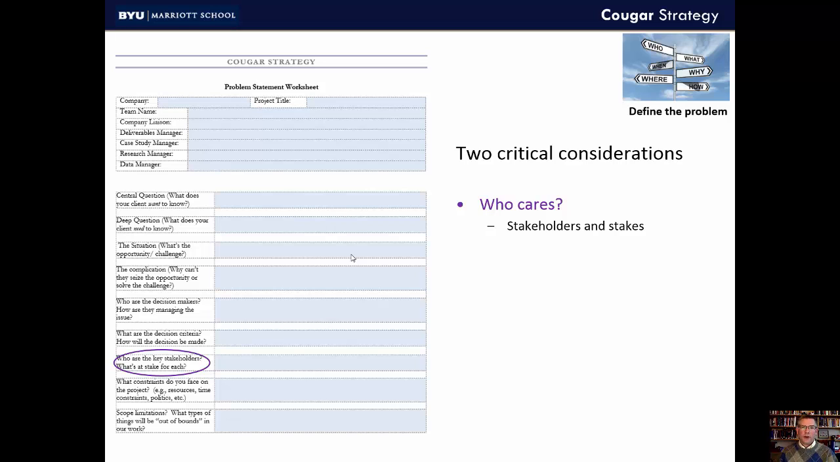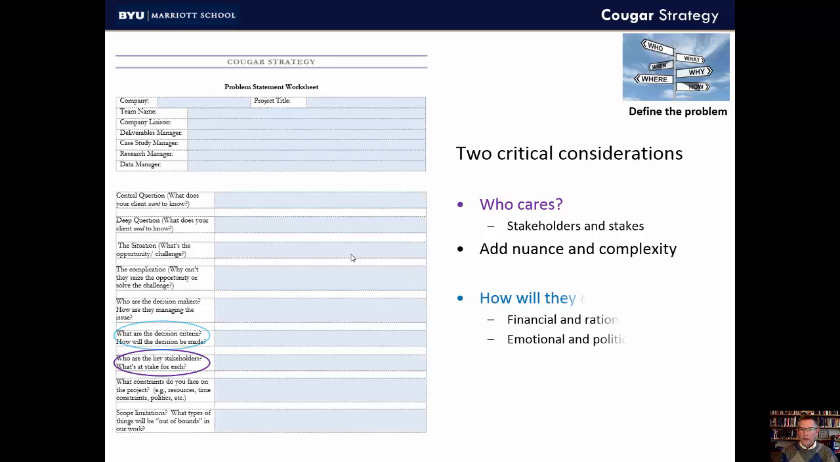Once you've got the logic of the issue, there are a couple of other critical considerations. Who cares? So who are the stakeholders to this project? Is it customers, employees, top management, investors, regulators, the community at large? Who are the stakeholders and what is their stake? What this will do is add some nuance and complexity to the issue that you're dealing with, because it'll help frame some solutions that might not actually work because they violate some stakeholder expectations.